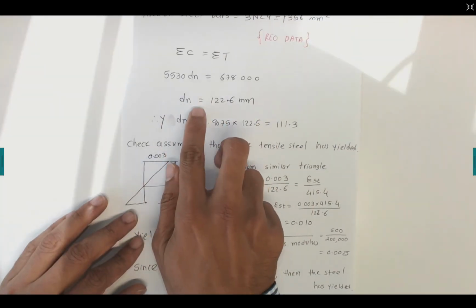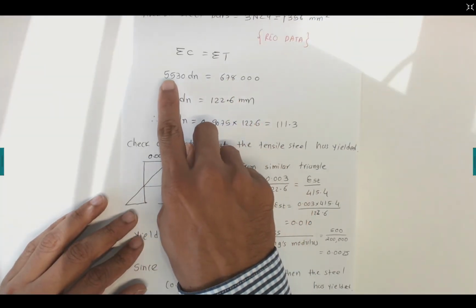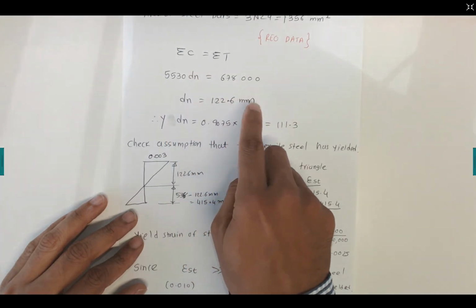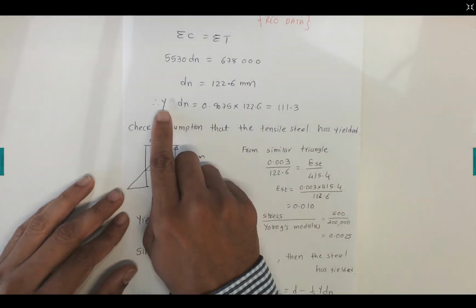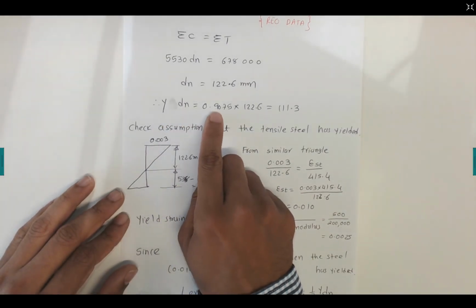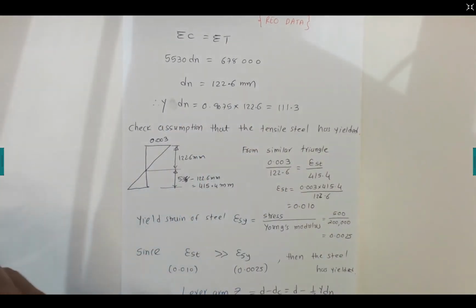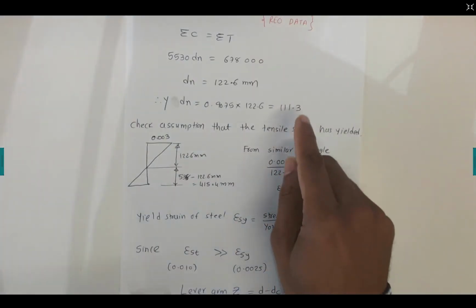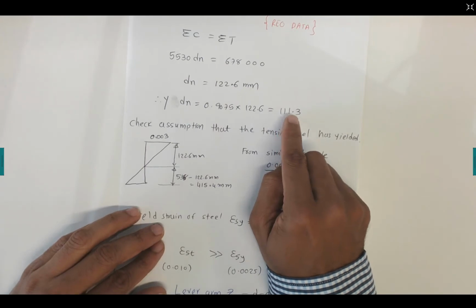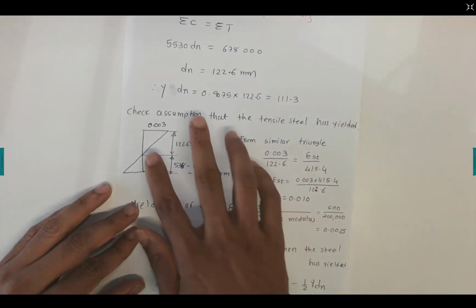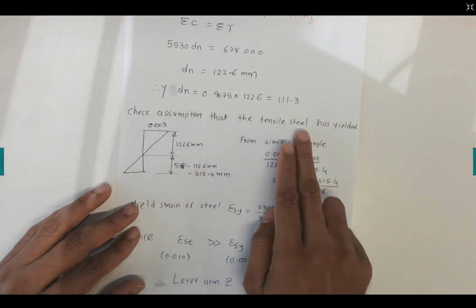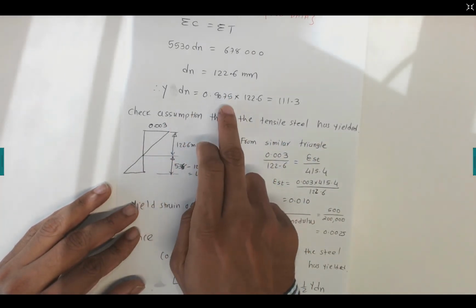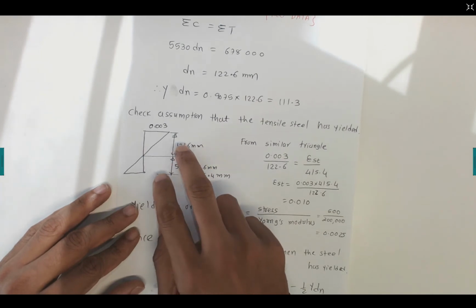If you equate that, you can find dn by dividing 5530 by this big number. That will give us 122.6 millimeters. And we can calculate gamma dn, where gamma is 0.9075. We calculated the gamma value in the previous step, 0.9075 times 122.6 gives us 111.3. Now we have an assumption saying that the tensile steel should still be yielded. So for this dn value, we are making sure that it is yielded.